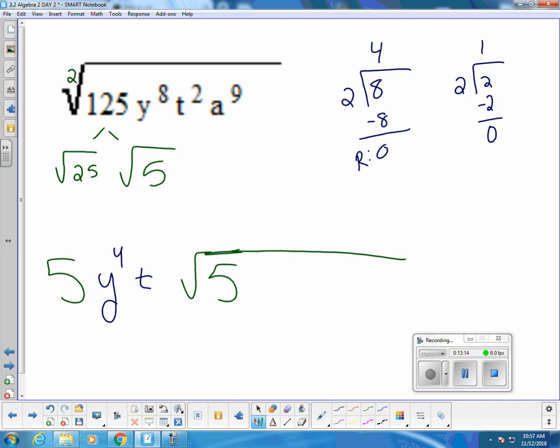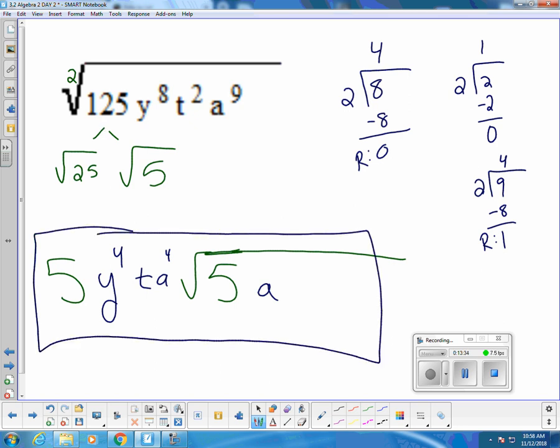And let's do our a's. 9 divided by 2 is 4 with the remainder of 1. So 4 a's are going to get out. Almost out of space here. And 1's going to remain in. Now I don't need to put my 2 here in my jail. But if it was a 3 or a 4, I would definitely need to denote what type of radical it was. Whew, that was a lot of work.